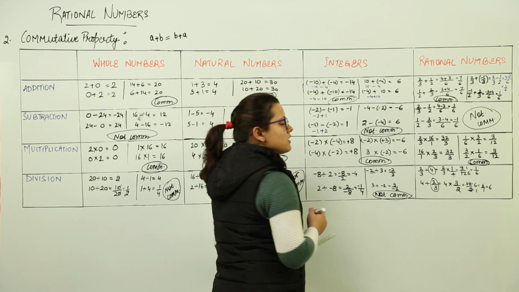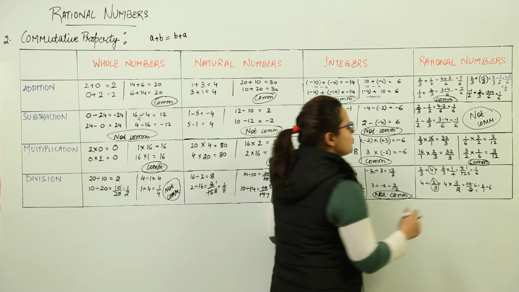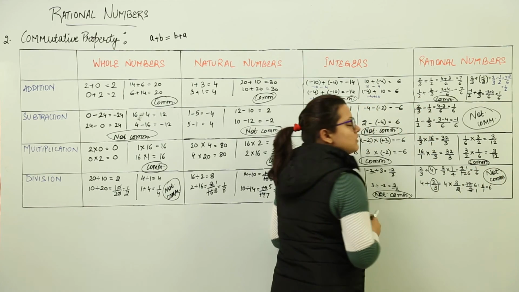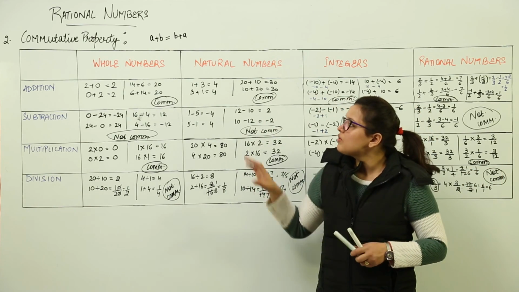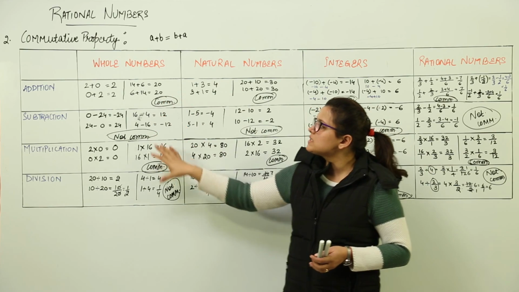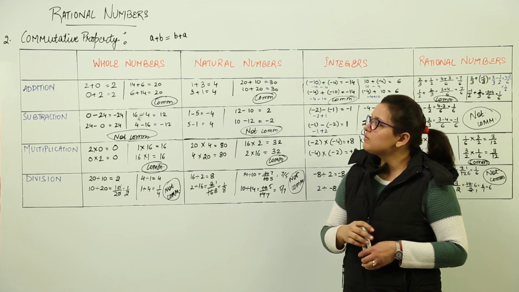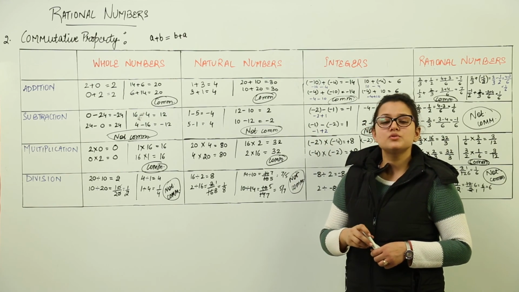Now here also the answers are coming out to be different. So we would say the property remains not commutative for the case of division in rational numbers also. So this is how we have done the commutative property, discussed each case in this form. Now the next property will be my associative property.